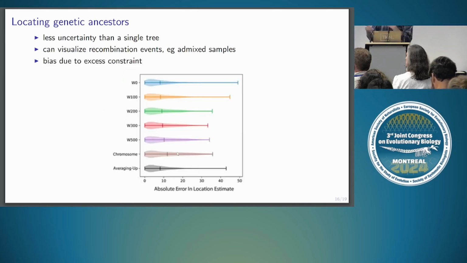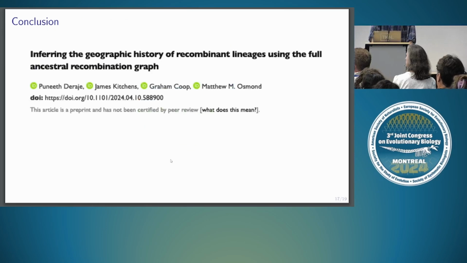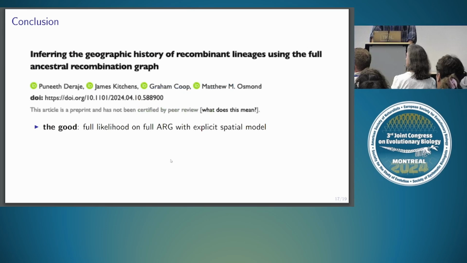But this bias, this excess constraint problem, sneaks back in, and we actually have a bias in where we locate ancestors. So this is starting with a single tree, and as we use more and more of the genome moving down, our estimate gets worse and worse. We get more and more error because we have a model misspecification error. And so a promising approach turns out to be a little tricky.